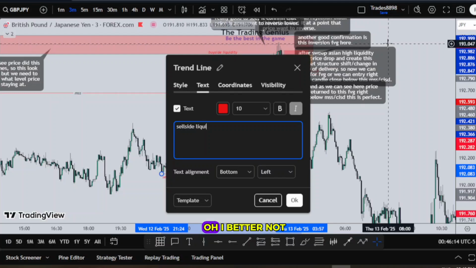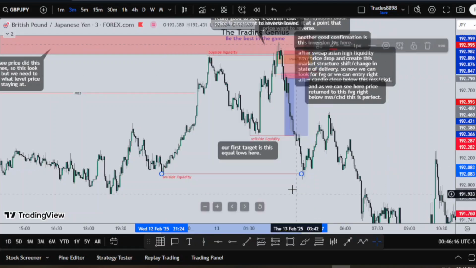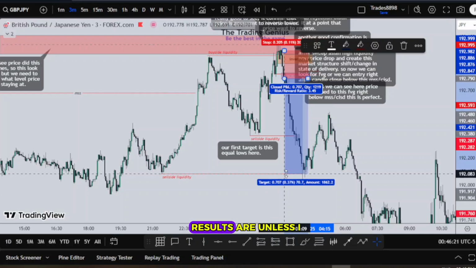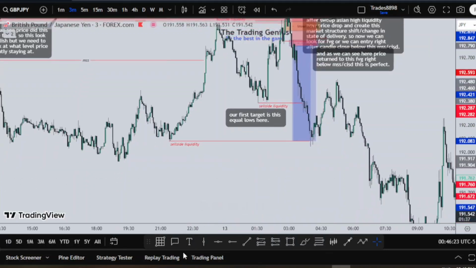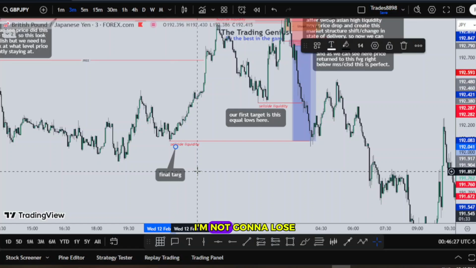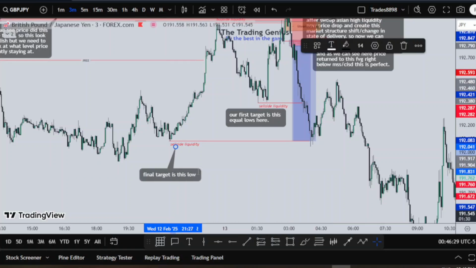Oh, I better not do that anymore. Right. So I don't give a shit what your results are unless I ask for it. I can't spend your money. I'm not going to lose sleep over the losing trade. So I'm not interested. We're not even in that stage of the mentorship yet where you're supposed to be pushing a button. It's going to happen.